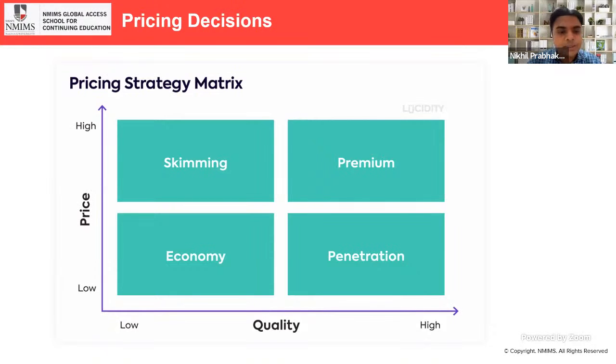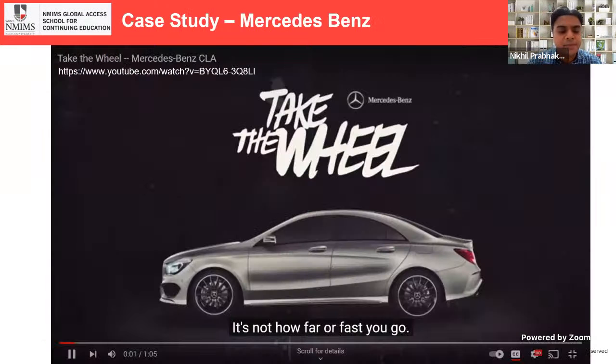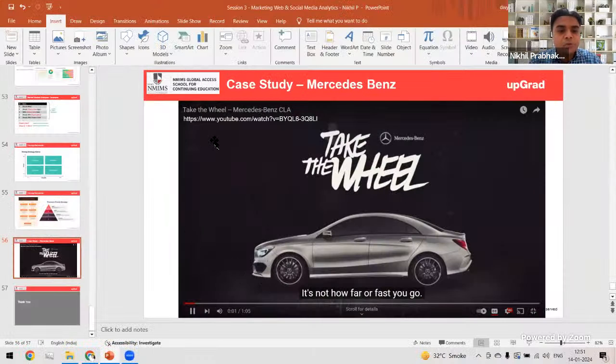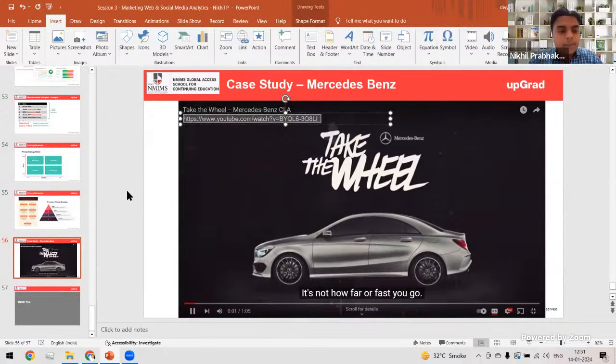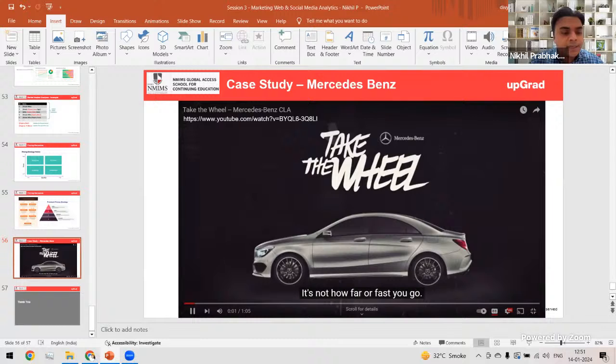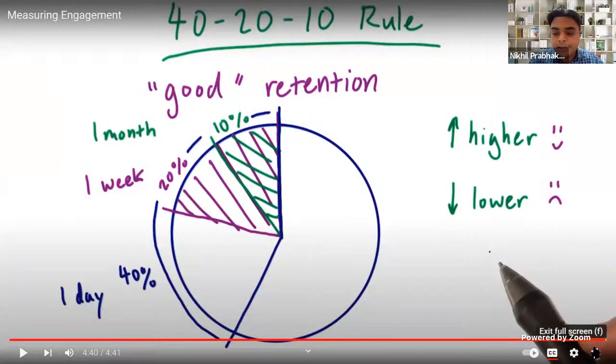And I don't want to rush through them because there are certain important parameters. We will also see this campaign. In fact, I'll show this campaign to you, which is from Mercedes-Benz. This we can discuss right now, and then we will close the session for today. The rest of the topics I'll cover in our last session.